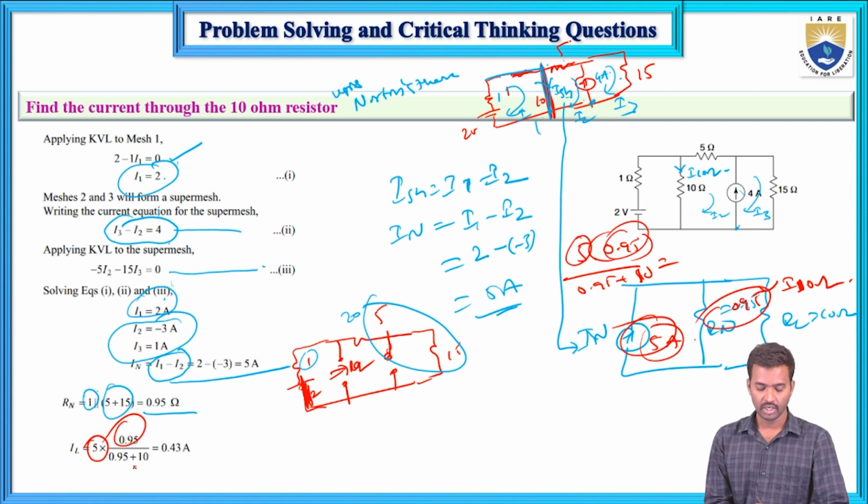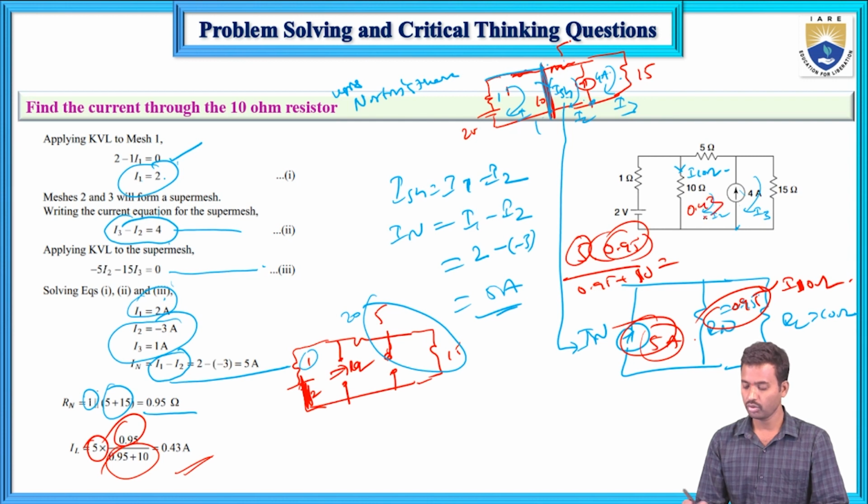0.95 is the opposite branch resistance, and 0.95 plus 10 is the same branch resistance plus the opposite branch resistance. That equals 0.43 amperes. In this way we can calculate the current flowing into the 10 ohms resistor using Norton's theorem.